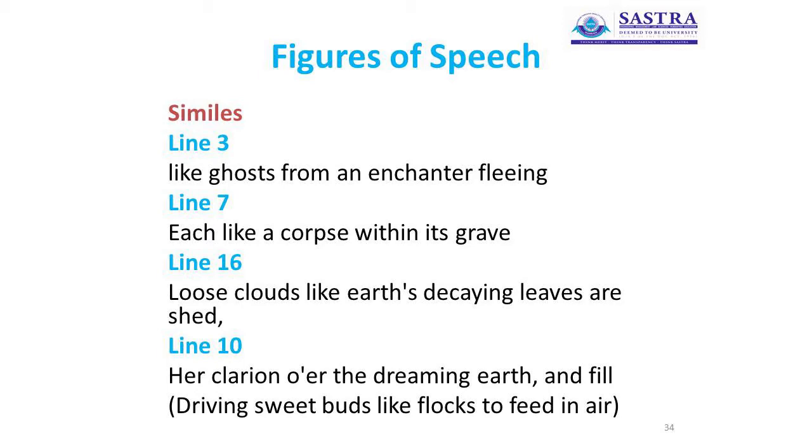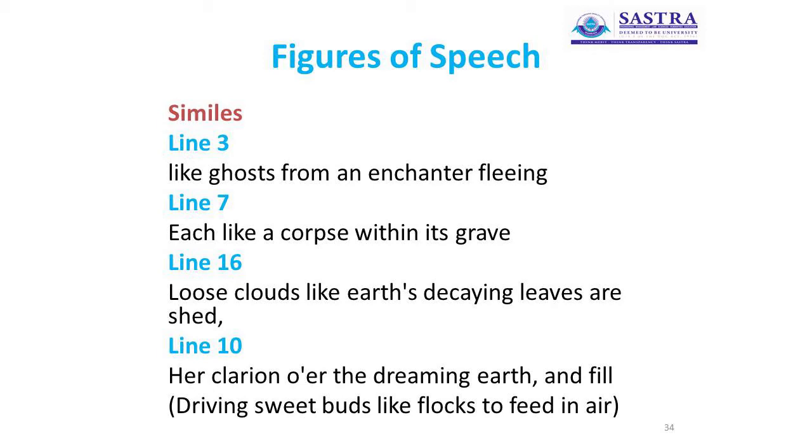And then in the next line, line 7 he says, the winged seeds where they lie cold and low, each like a corpse within its grave. So, again here you have another simile. So, these seeds are compared to a corpse which is lying in the grave, and so again in this line you have an open simile. Then in line 16, loose clouds like earth's decaying leaves are shed. So, the clouds which are moving across the skies to gather and bring in a storm, they are pictured like the earth's decaying leaves which are shed from the trees.